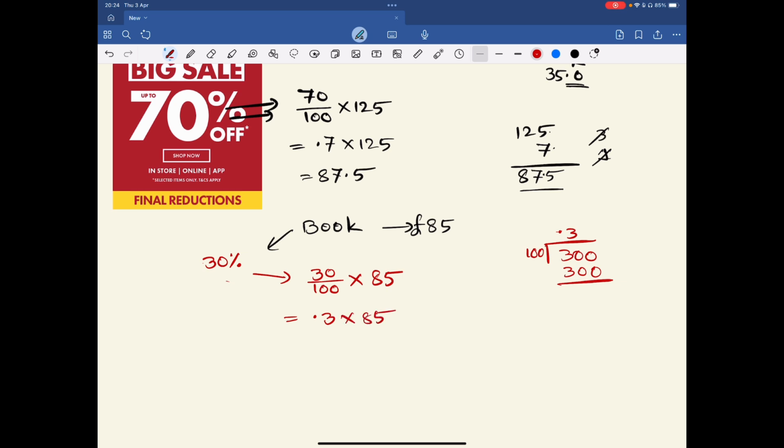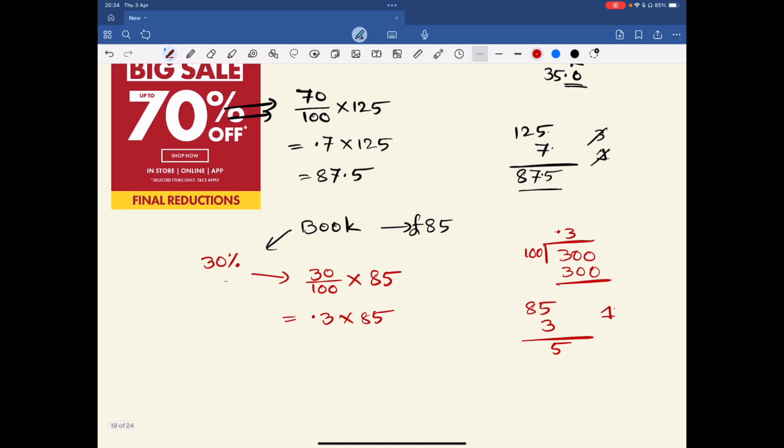Now you already know what it means. We have to multiply 85 with only 3 because we put the decimal in our head. Now 5 times 3 is 15. Keep 1 in our head. 8 times 3 is 24 and plus 1 is 25. That's it, 255.